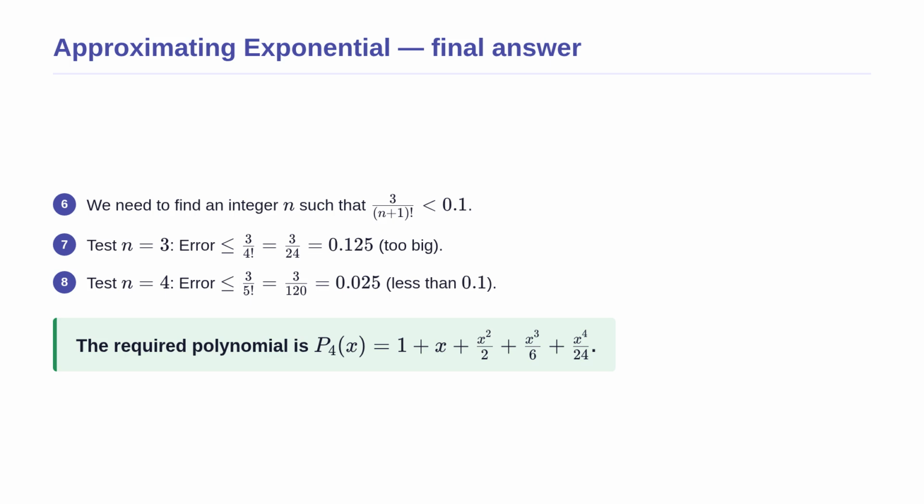If we choose n equals 3, the denominator becomes 4 factorial, which is 24. 3 over 24 is 0.125, which is slightly too big. So we test n equals 4. The denominator becomes 5 factorial, or 120. 3 over 120 is 0.025, which is well below our required threshold. Therefore, a fourth-degree Taylor polynomial successfully approximates the exponential curve within the desired error margin.